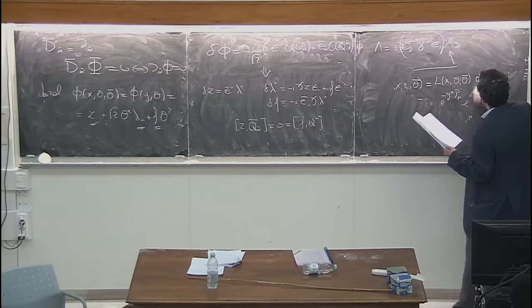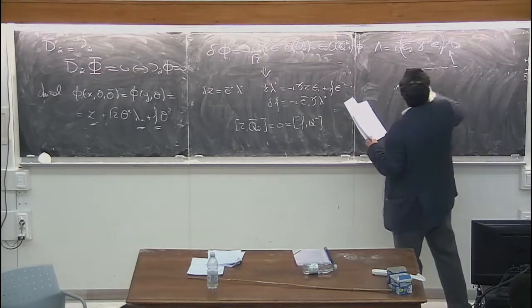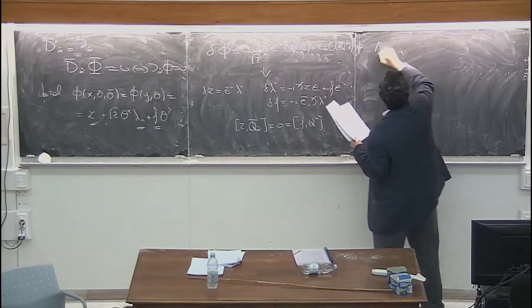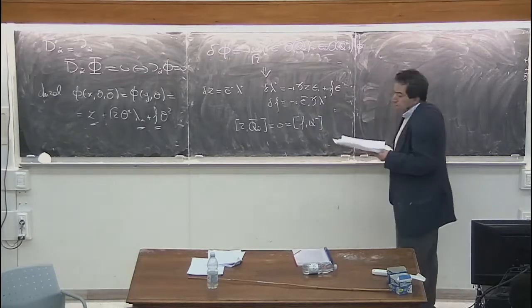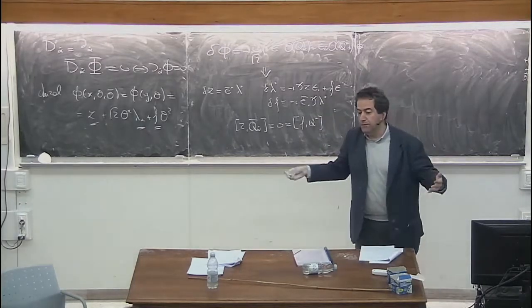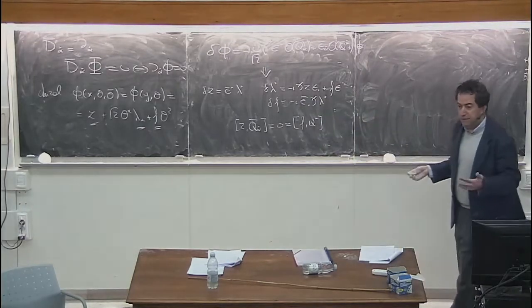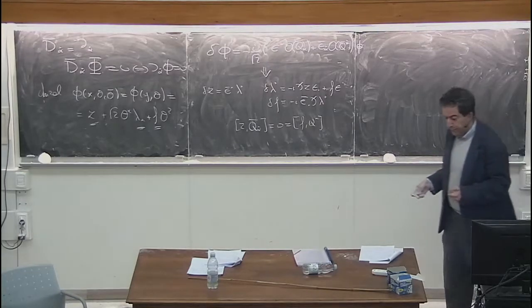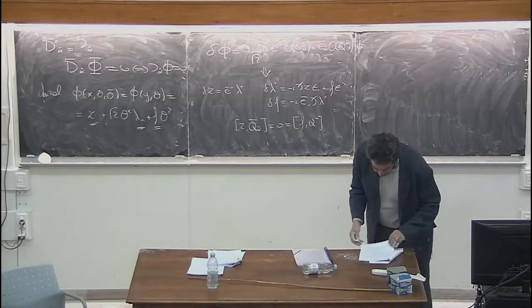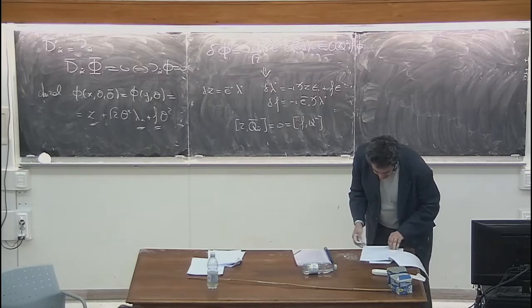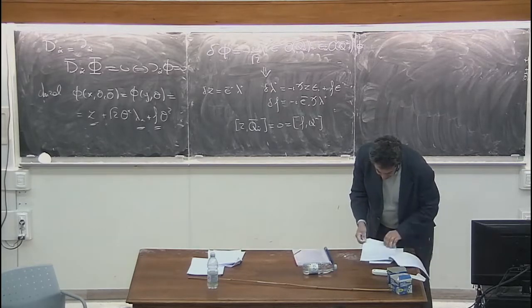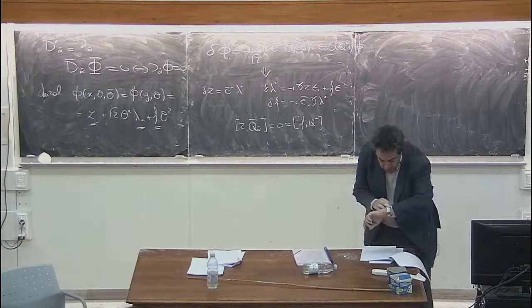But this is not the most general superfield. We have seen that the components of the most general superfield form a reducible representation of the super Poincare group. Okay? We can write the most general superfield, how? Okay.